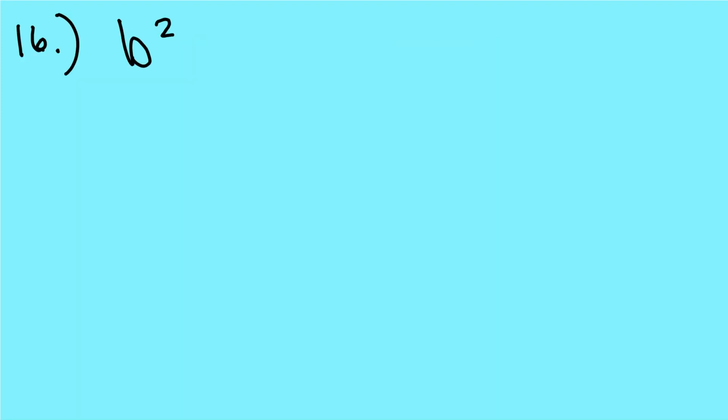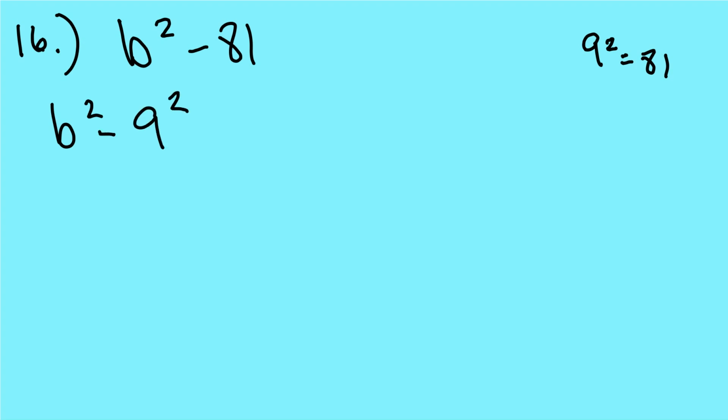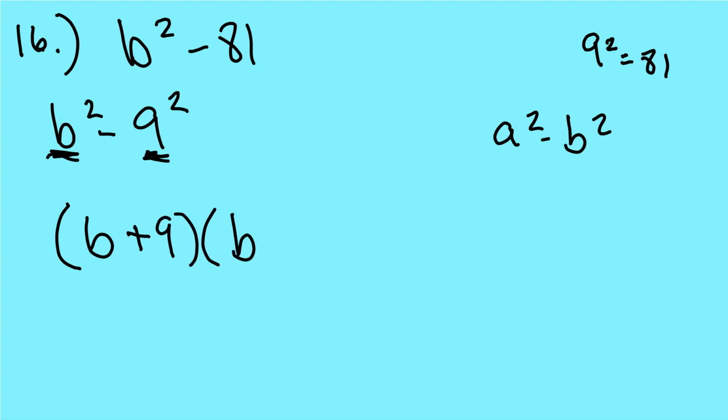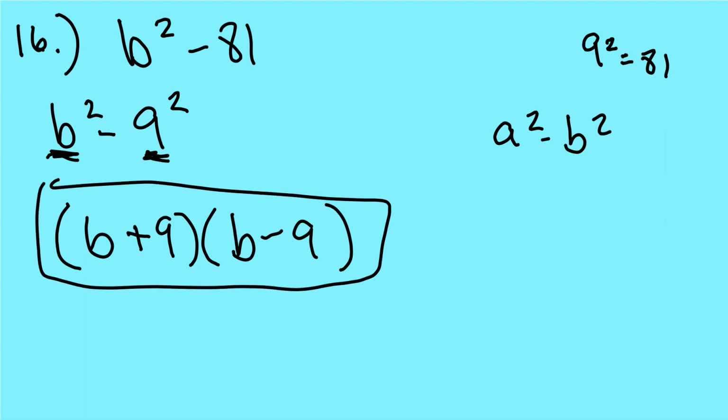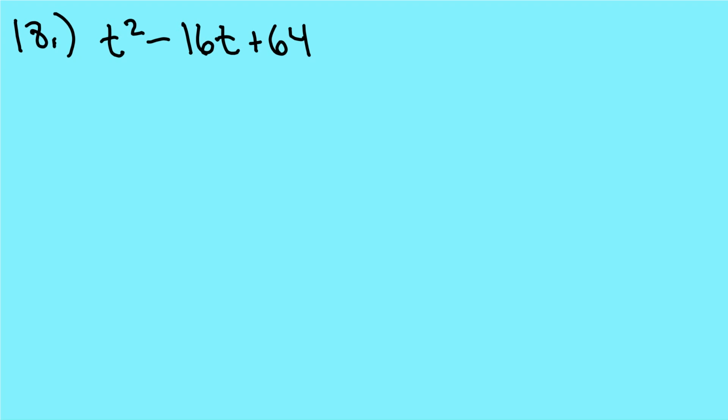So 16 is b squared minus 81. So hopefully you know that 9 squared is 81. So I'm going to rewrite this. So I have b squared minus 9 squared. Now it kind of looks like my a squared minus b squared, where I have an a and a b. So I can break it down as b plus 9, b minus 9. If you want to refoil to check your work, you're allowed to do that. It will totally work.